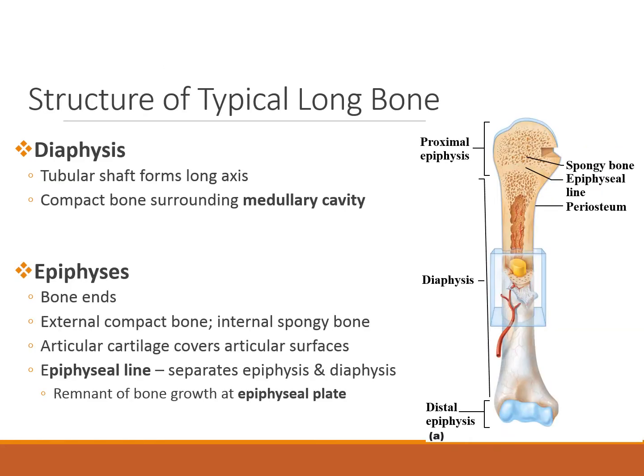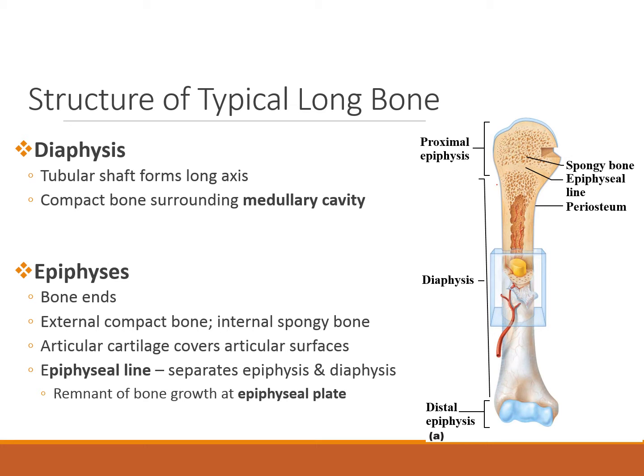This arrangement of internal spongy bone and external compact bone is observed in the anatomy of a typical long bone. Long bones are the most common bone in the human skeleton. These are bones that are longer than they are wide. Long bones can be divided into 3 main parts.